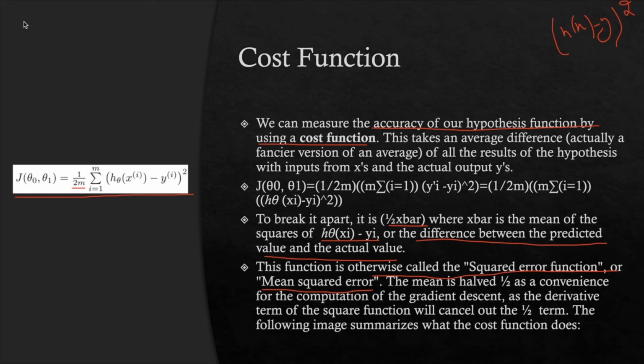So 1 over 2m, and its derivative will be multiplied by 2, h of theta xi minus yi, multiplied by xi. So this will be the derivation, so the half will cancel out this, so this will be the derivative of it. The following image summarizes this. So this is the cost function.